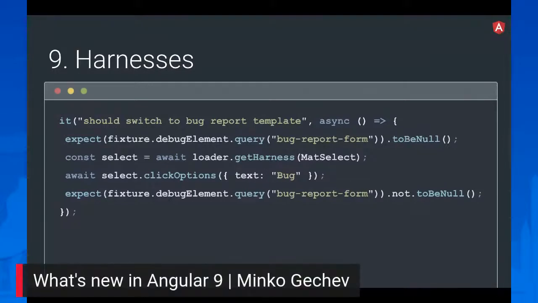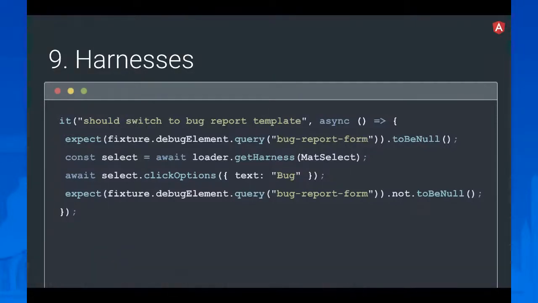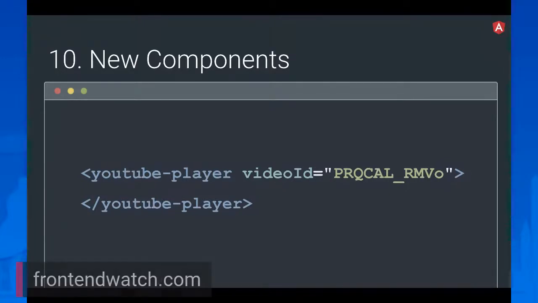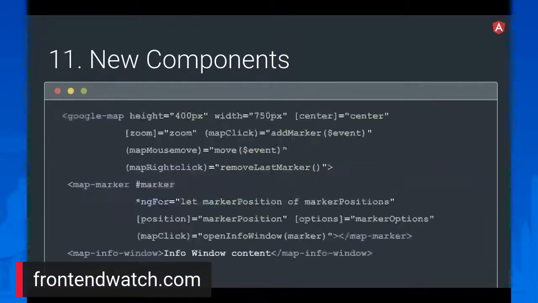That is why we worked on test harnesses, which are inspired by the page object pattern. And with such test harnesses, we provide a high-level interface on top of the Angular Material widgets that allow you to interact with them by using just different methods. As part of Material, we also introduced different widgets. So we currently have YouTube Player, as well as the Google Maps Angular Material components that you can take advantage of.